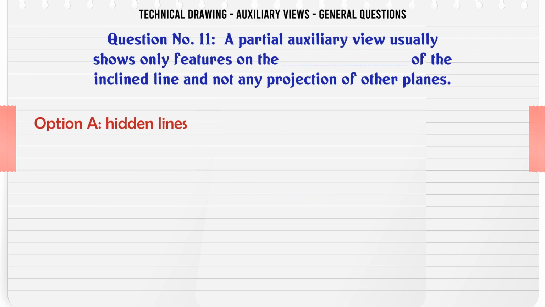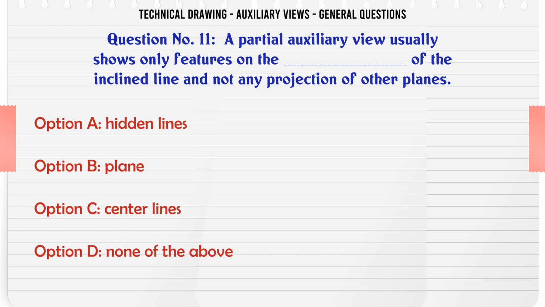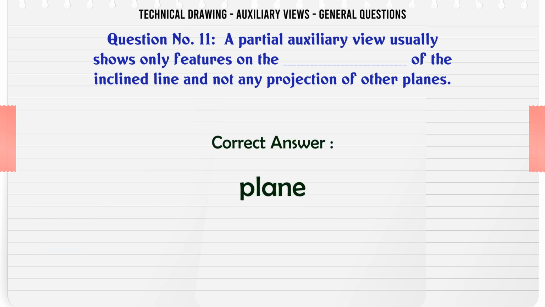A partial auxiliary view usually shows only features on the of the inclined line and not any projection of other planes. A. Hidden lines. B. Plane. C. Center lines. D. None of the above. The correct answer is plane.